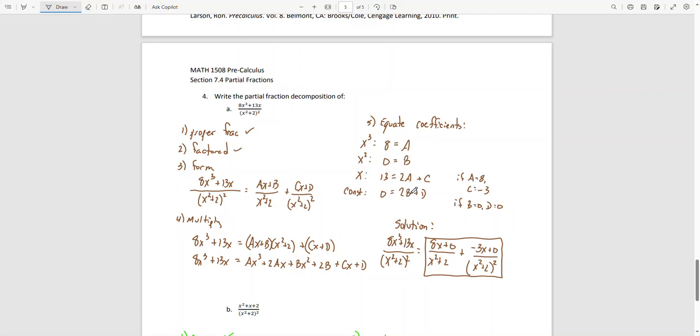If b is 0, 2 times 0 is 0. 0 plus d is 0. D has to be 0.